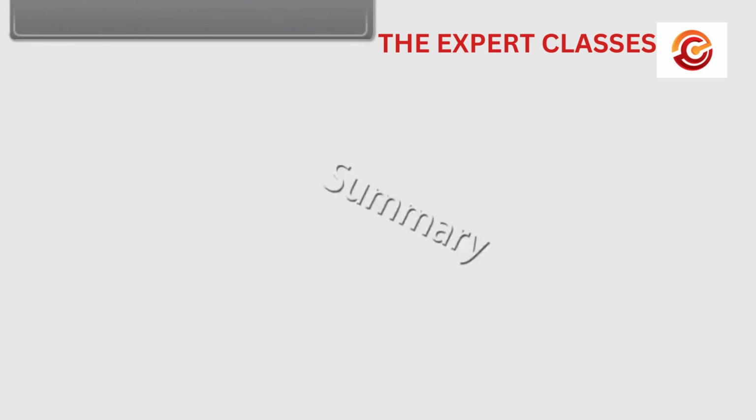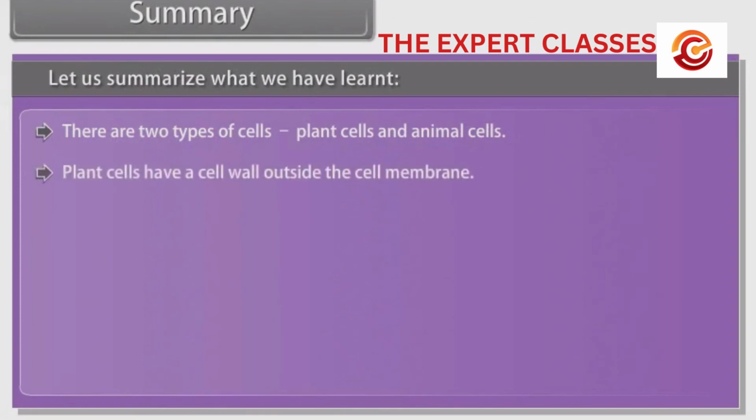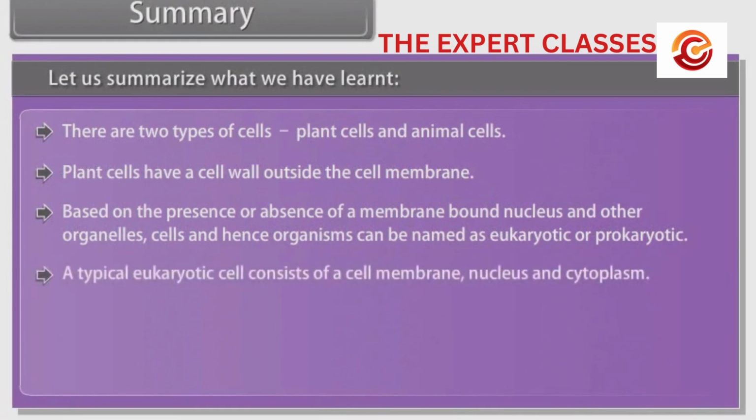Summary. Let us summarize what we have learned. There are two types of cells, plant cells and animal cells. Plant cells have a cell wall outside the cell membrane. Based on the presence or absence of a membrane-bound nucleus and other organelles, cells and hence organisms can be named as eukaryotic or prokaryotic. A typical eukaryotic cell consists of a cell membrane, nucleus, and cytoplasm.